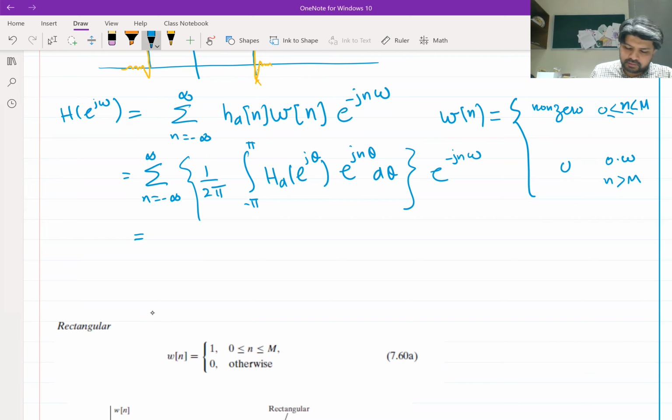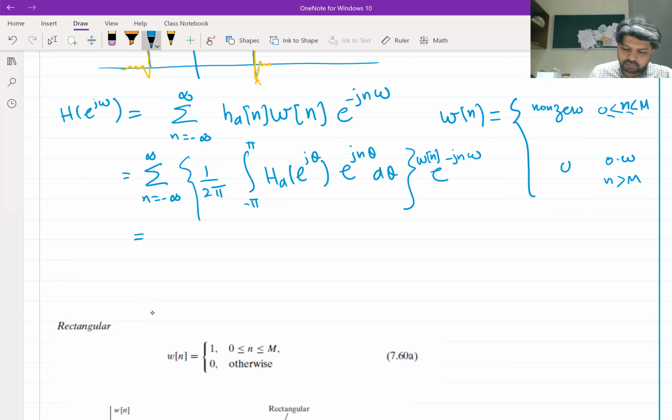If we interchange the order, the omega n also gets multiplied, sorry, so omega n also gets multiplied with w of n. Yes, w of n would be here. Thank you.